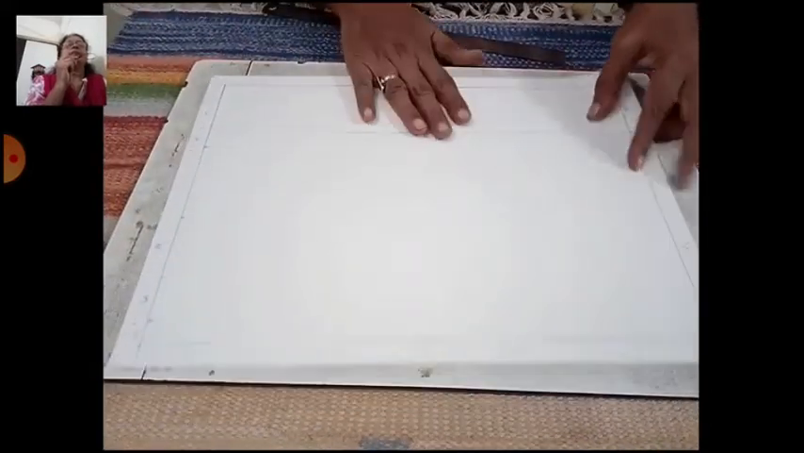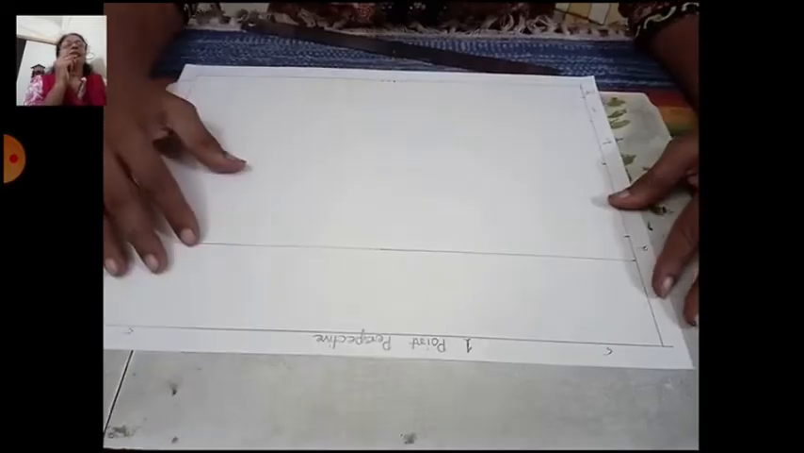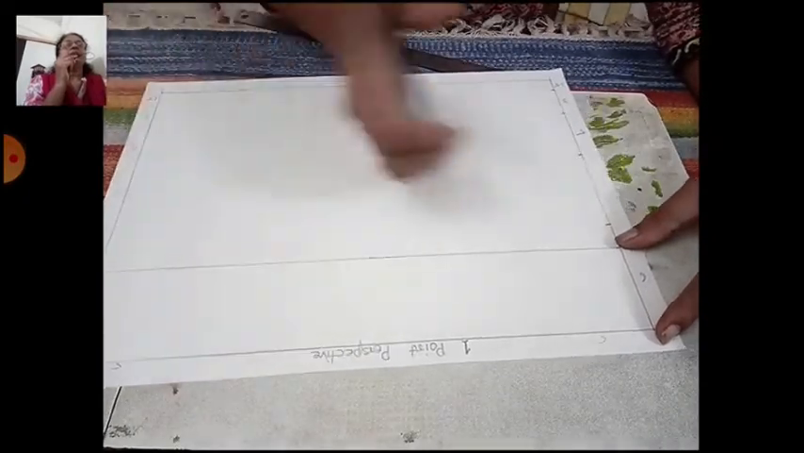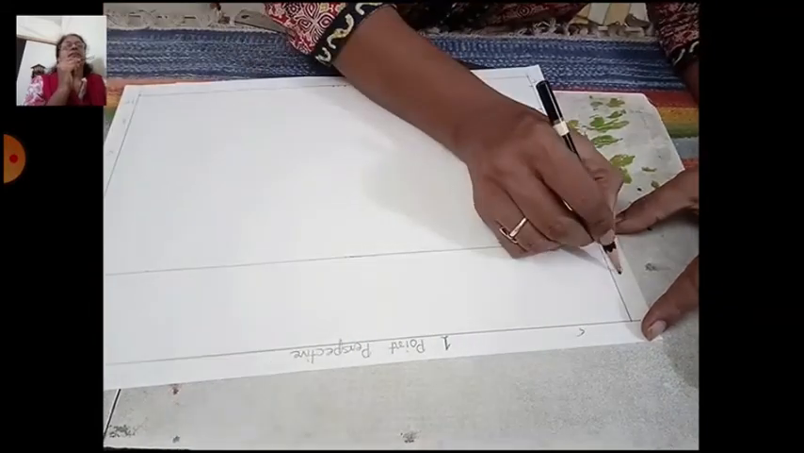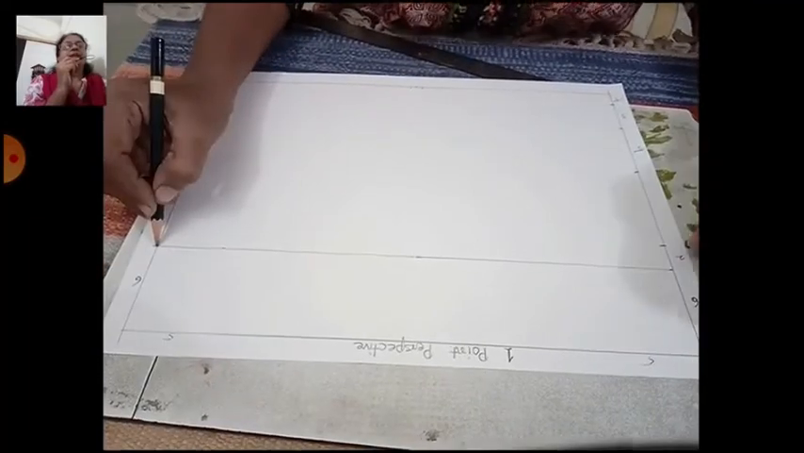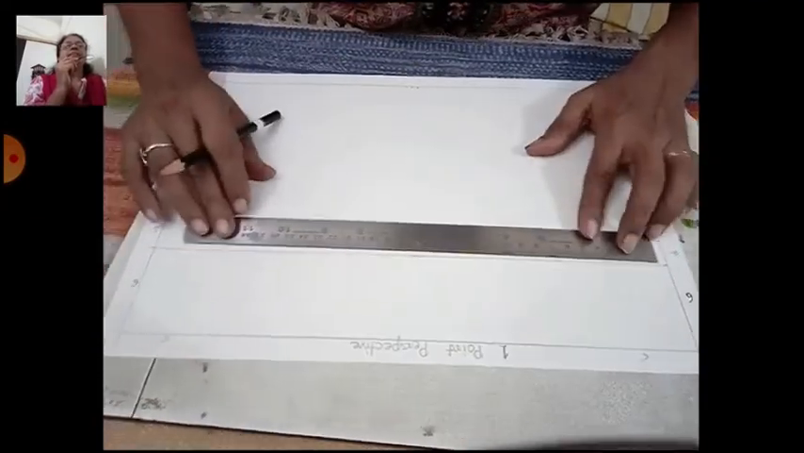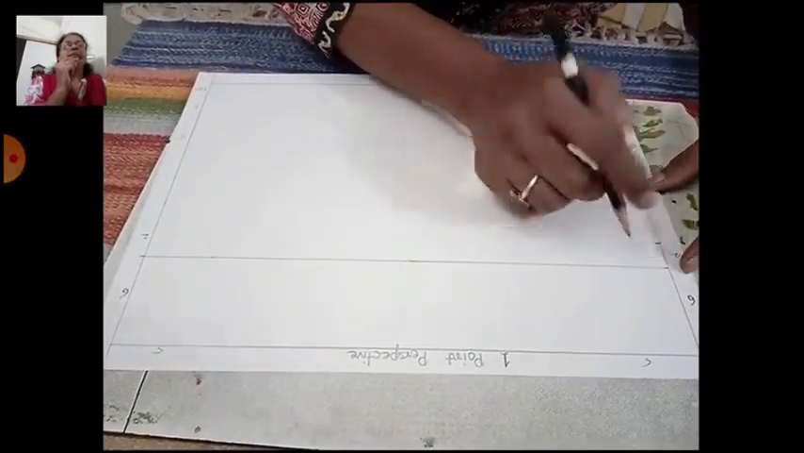Take a rough paper. Okay, draw a margin, a proper margin of 1 centimeter, and draw a line. Upside you take 6 centimeter distance, 6 centimeter on both sides, and draw a line with the scale. Okay, and take a midpoint.